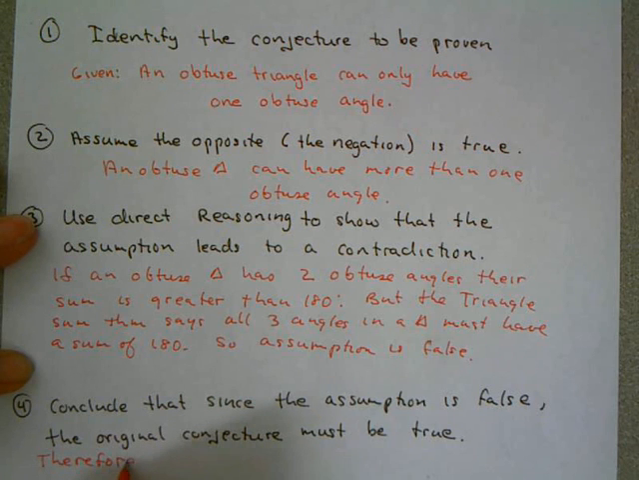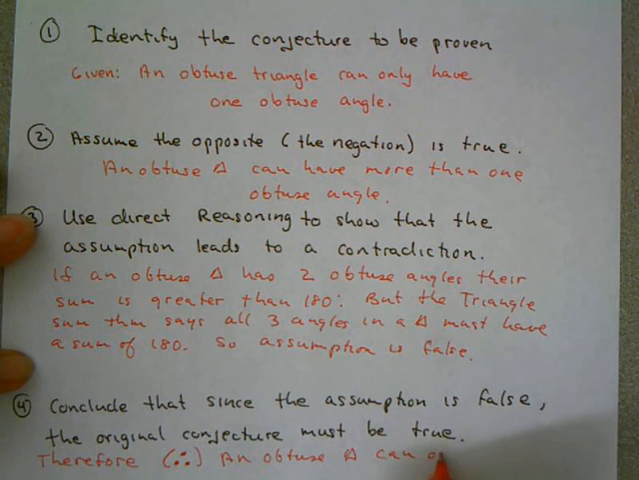And that's all there is to writing an indirect proof. You just assume the opposite is true and then do a little reasoning to show that that can't possibly be, and conclude that your original statement was true. So that's all there is to indirect proofs. Now let's look at inequalities in one triangle.